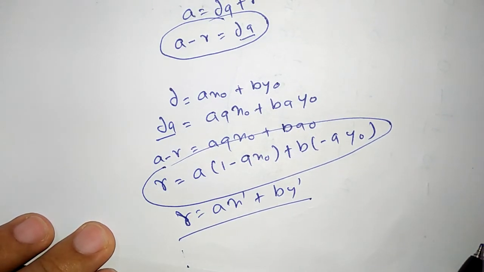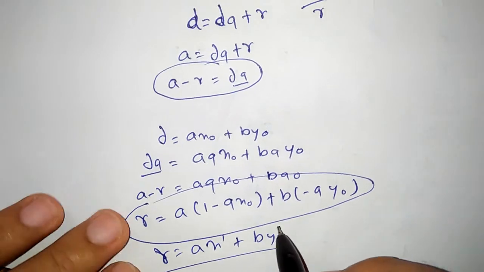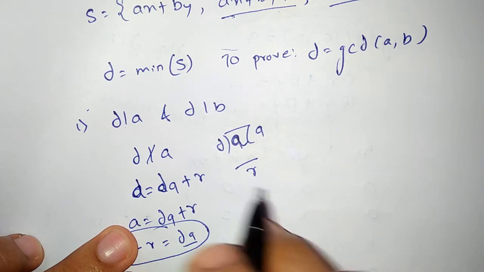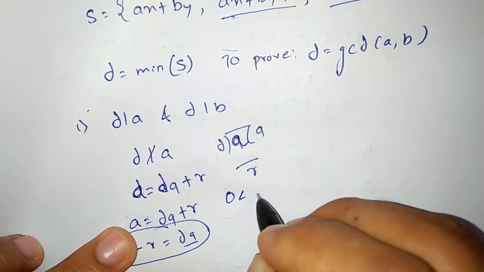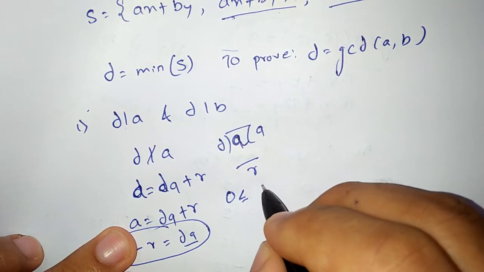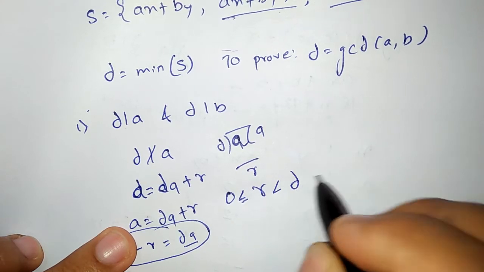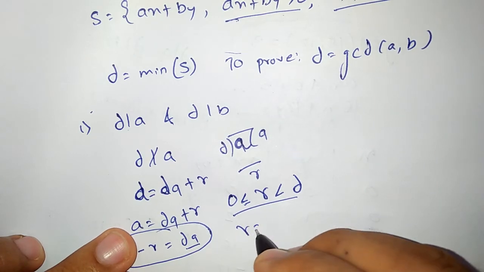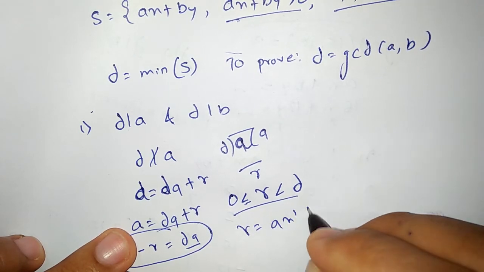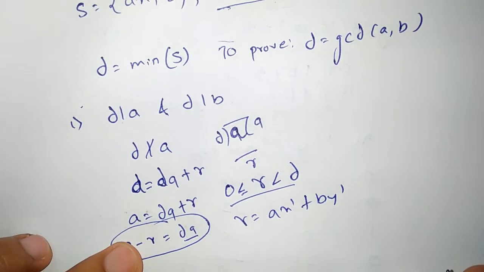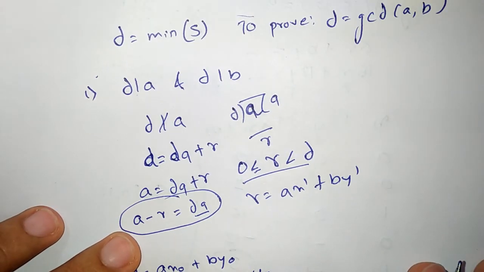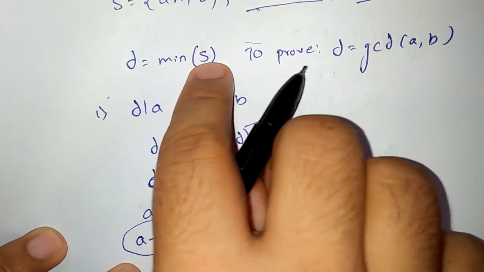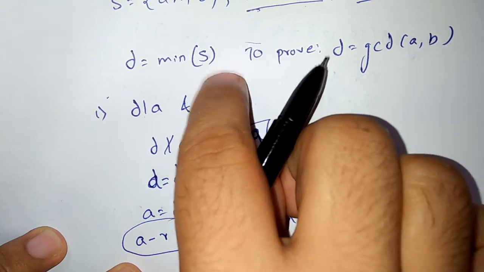Now we know that this r is strictly less than D. So r is greater than or equal to 0, and r is less than D. We have this, and then we have r as a combination of A x dash and B y dash. But we have supposed that D is the minimum from this set.